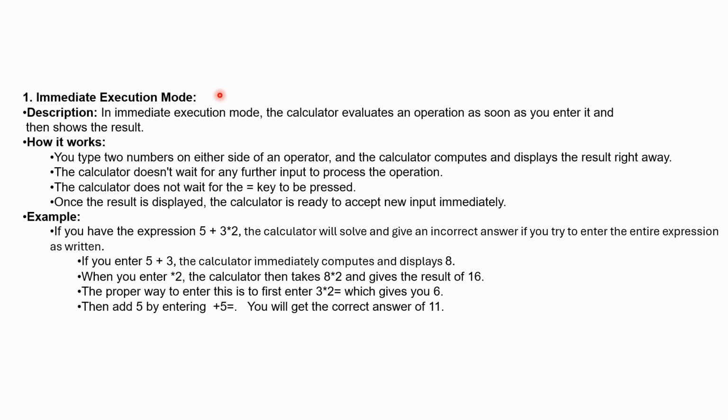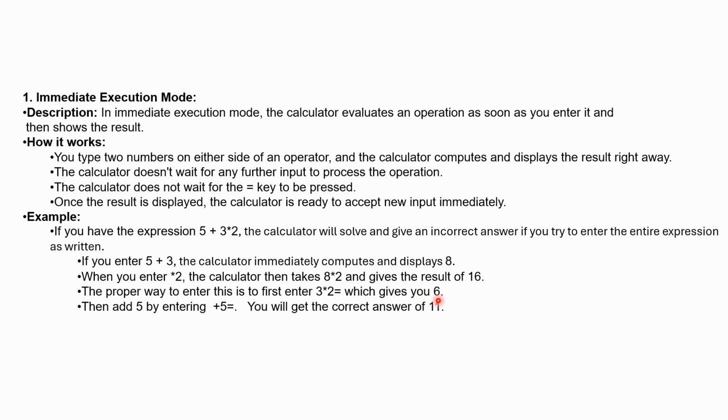If you try to type it in as 5 plus 3 times 2 and then hit the equal sign, you're going to get the wrong answer of 16. Again, that would be the incorrect way to use this type of calculator. As it spells out here, if you enter 5 plus 3, the calculator immediately computes and displays 8. When you enter the times 2, the calculator then takes 8 times 2, gives you 16, which is, again, wrong.